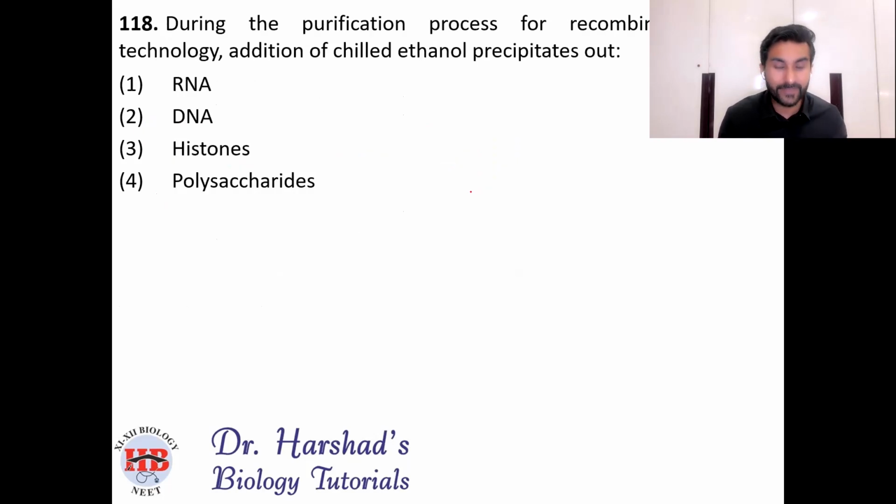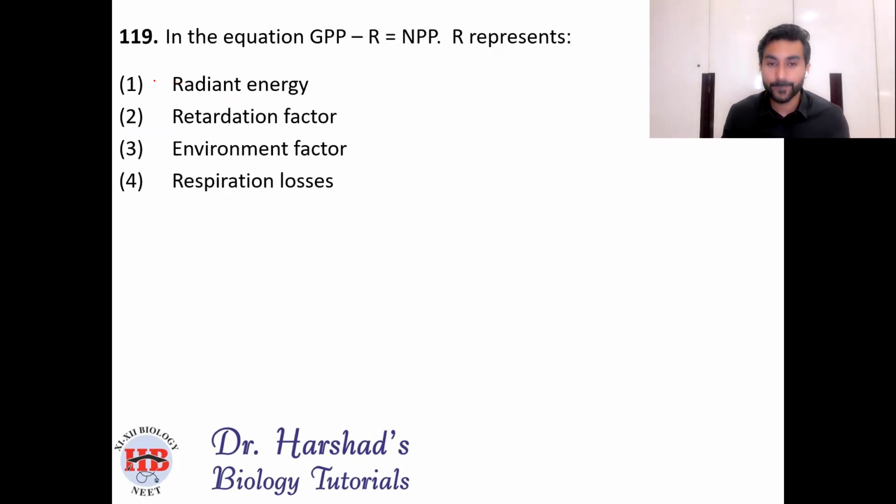During the purification process of recombinant DNA technology, addition of chilled ethanol. If you remember, there is a step whereby you add chilled ethanol and that causes the DNA to precipitate. And when you remove it, it's called spooling. There's a diagram also in your textbook about it. The answer for this question would be DNA.